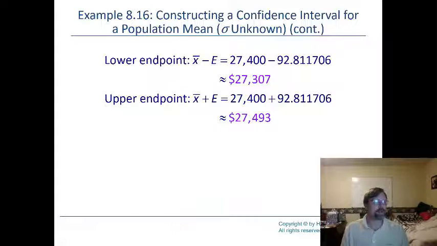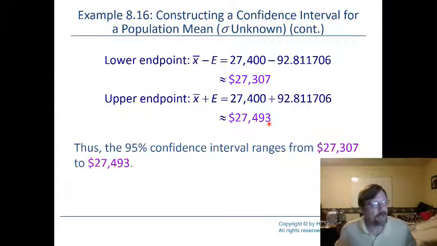So our lower endpoint, subtract that margin of error, round to the nearest dollar. We get 27,307. Upper endpoint, rounded to the nearest dollar, 27,493. So 95% confident that the price of a new car in this area ranges from 27,307 to 27,493. I would guess that this would probably be reported as 27,300 to 27,500, to be honest.